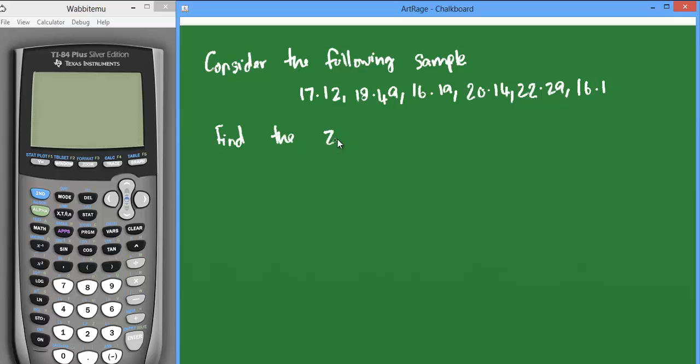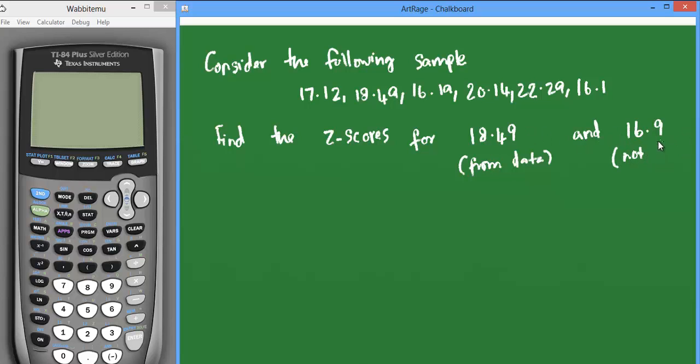And we'd like to find the z-scores for, let's say, 18.49, which is from the sample itself, so it is from the data, and 16.9. So you don't have a 16.9 from the data, but of course you can find a z-score of any observation pertaining to the sample. So I have one from the sample itself and one that is not from the sample.